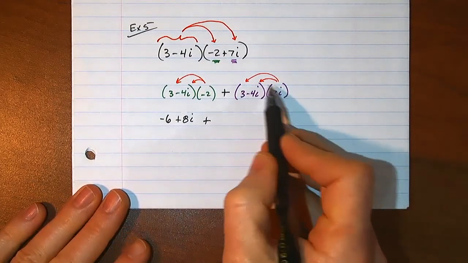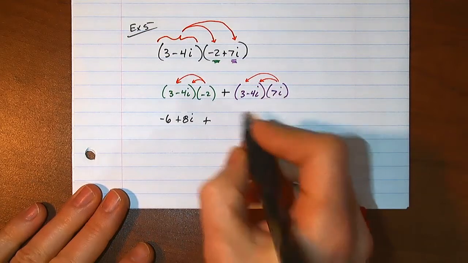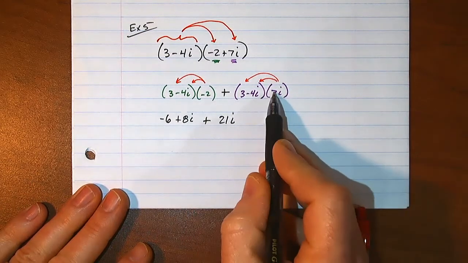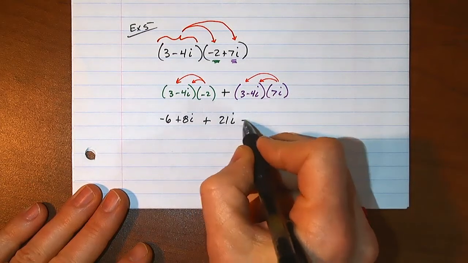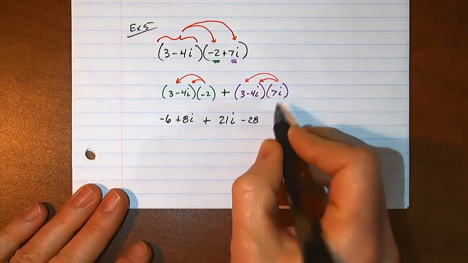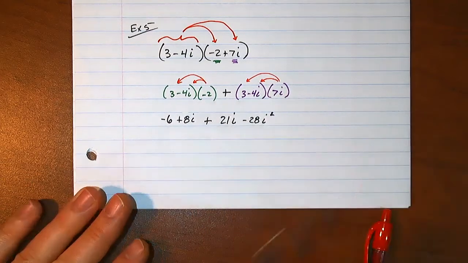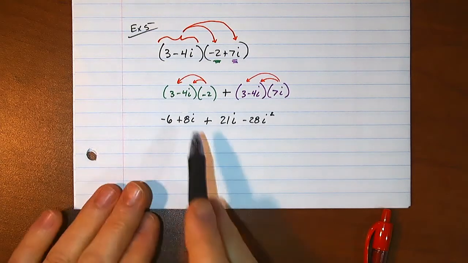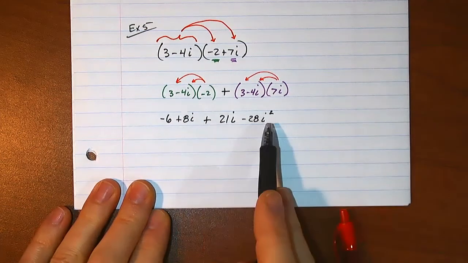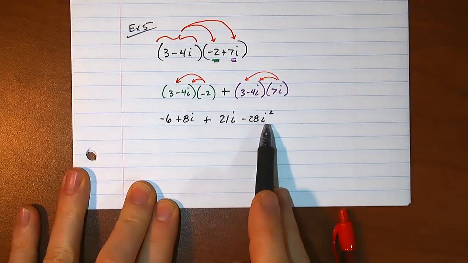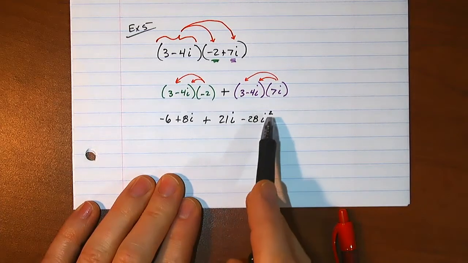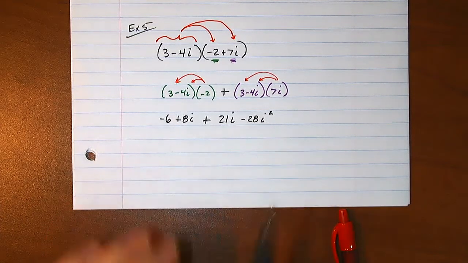So a 7i times a 3, 7 times 3 is a 21i. And then a 7 times -4, that's -28. And then i times i would be i squared. Okay, so I know there's two things I need to do. I need to combine like terms, because I definitely have like terms. And I need to get rid of the i squared, because in the land of complex numbers, i squareds are not simplified. We know they equal -1.